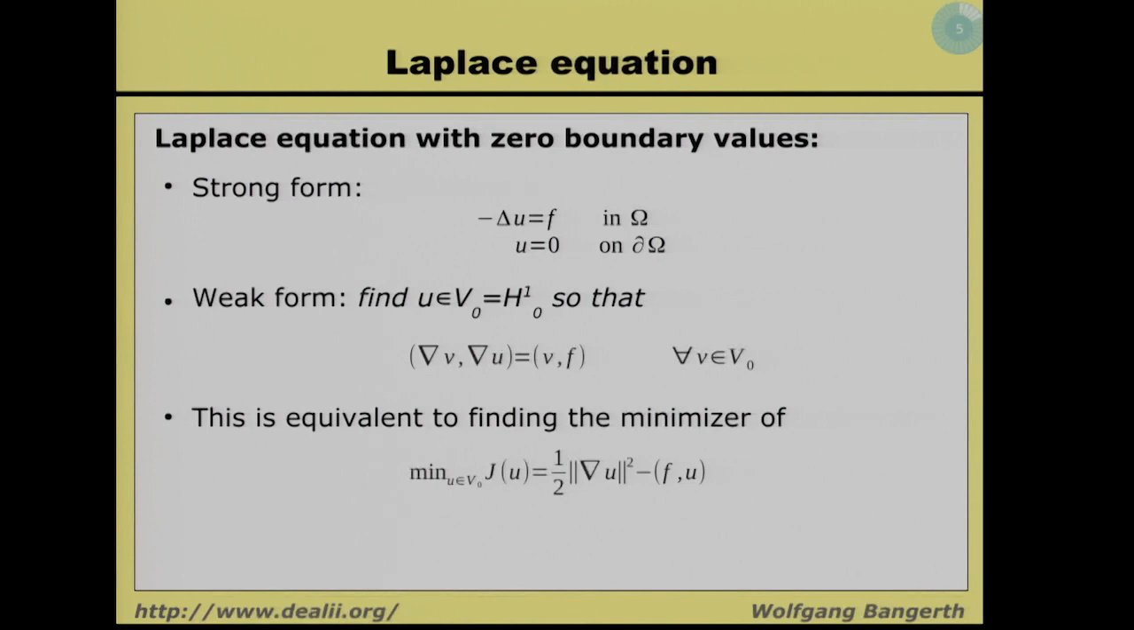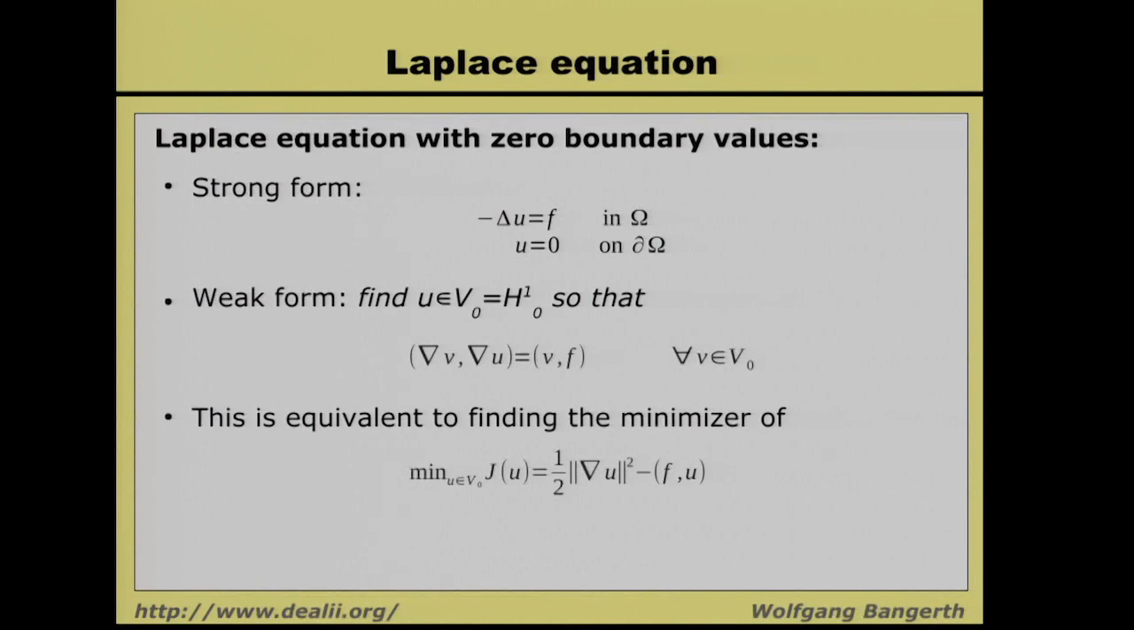So I would like to start this whole discussion on the Laplace equation because we know everything about the Laplace equation and because we have sort of an intuitive understanding of how things work. So if you look at the Laplace equation, minus Laplace u equals f in the domain, and let's say you have Dirichlet conditions on the boundary, u equals 0, and in particular for now I would like to consider homogeneous Dirichlet conditions, so u equals 0, not u equals something.